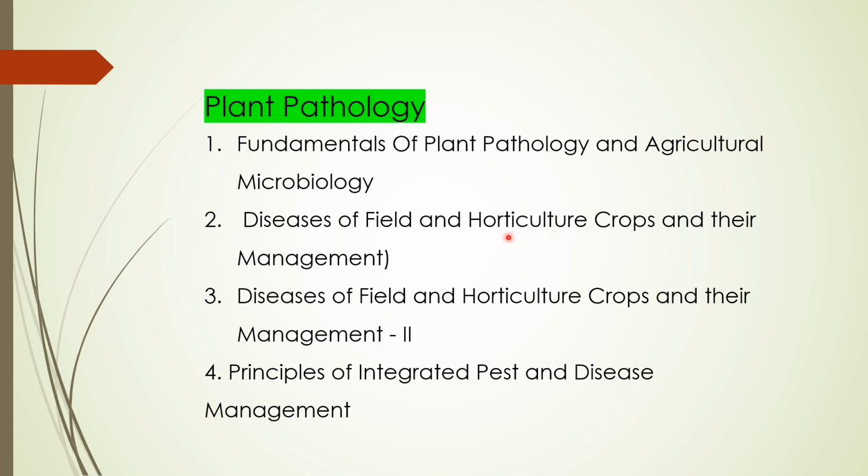From this subject, mainly from the kharif crops, how these diseases affect and how we have to manage them, by using chemicals and the remaining physical and cultural practices, how we have to control. We can learn many things. And the next subject, diseases of field and horticulture crops and their management two. This is in the rabi crops, how we have to perform these operations for the control of the diseases we can learn.